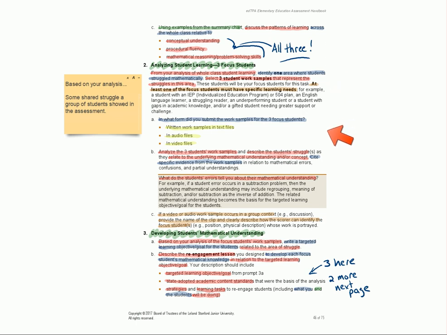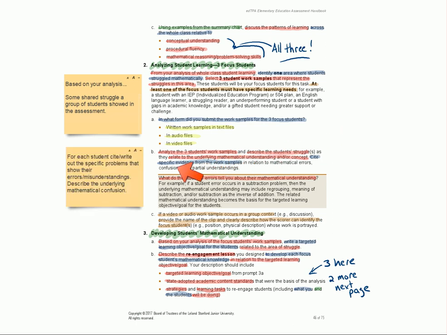Next, as you write up your analysis of each of the 3 focus students, you want to write about the specific problems that show their errors, misunderstandings, and describe the underlying mathematical confusion. For each one of those students, you're analyzing their work samples and describing their struggles. And as I've said already, I'll say it again because it's very important: those struggles need to be supported.